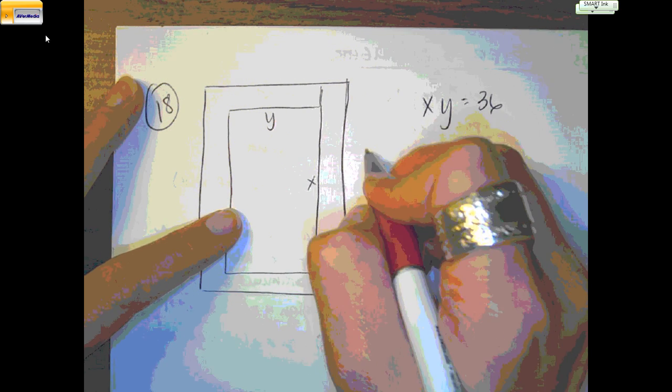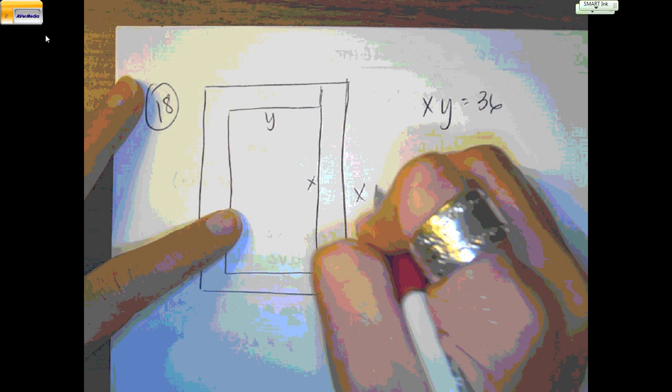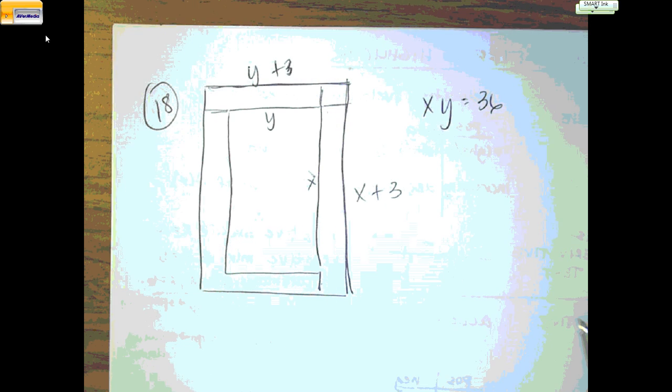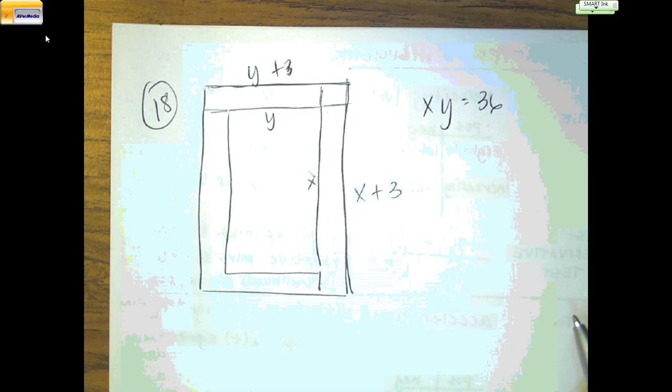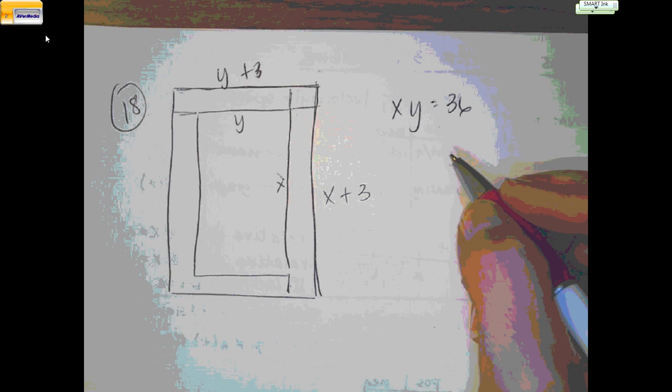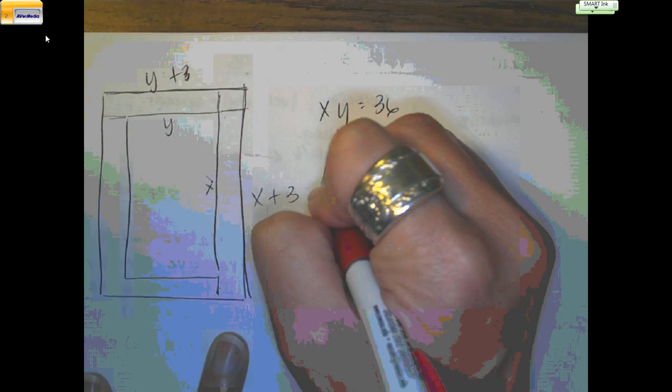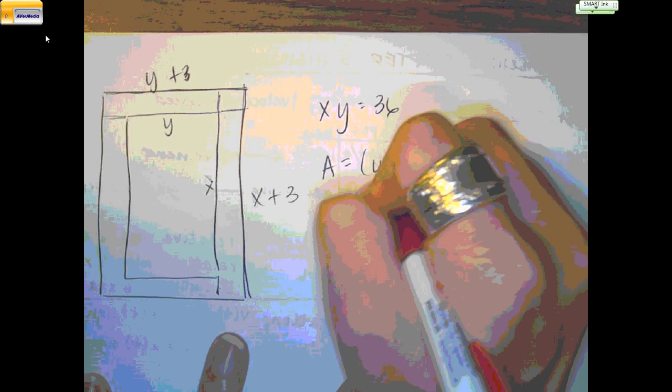So the entire length of the page is going to be x plus 3, because x plus 1.5 plus 1.5. The entire width of the page is going to be y plus 3 for the same reason, because we have 1.5 inches and 1.5 inches over there. So they say find the dimensions of the page so that the least amount of paper is used. So they want to minimize the area of the page.